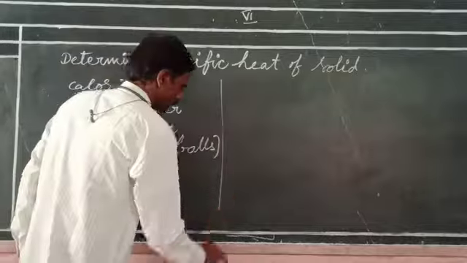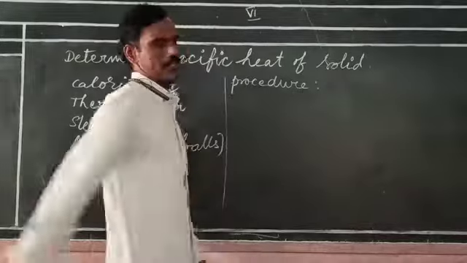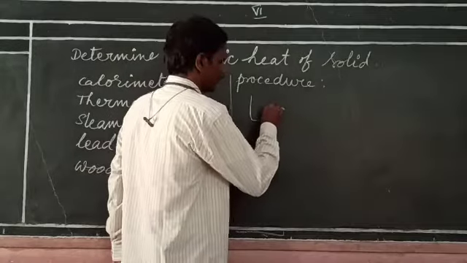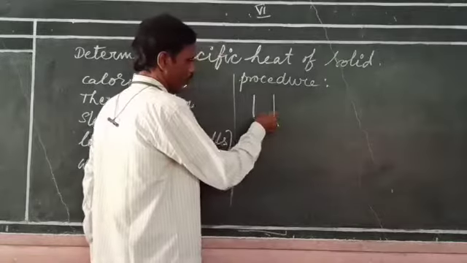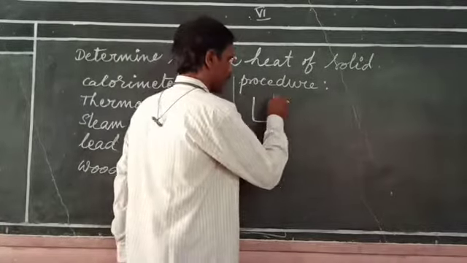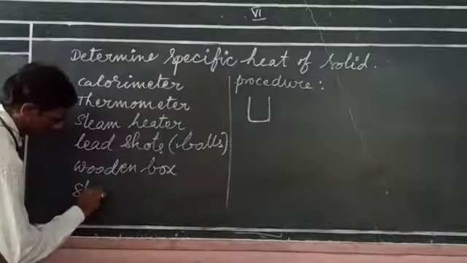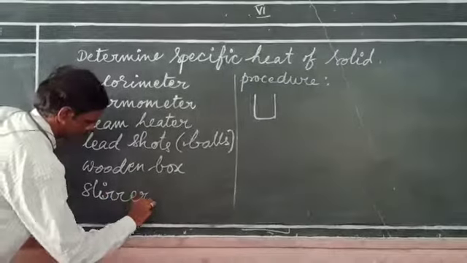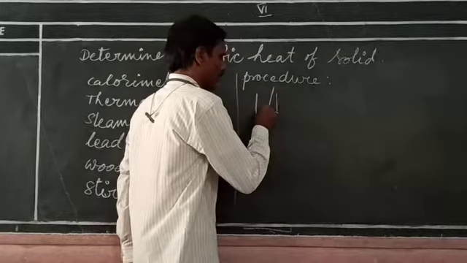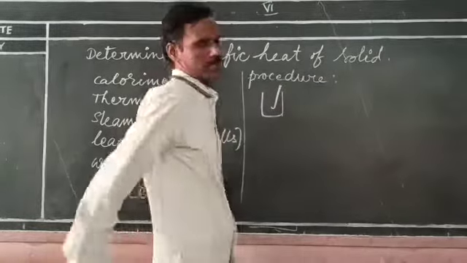Now the procedure. First, take a calorimeter. Calorimeter is nothing but a copper vessel which is generally placed in a wooden box. Take a calorimeter along with a stirrer. Stirrer is nothing but a spoon-like structure which is used to mix the substances in the calorimeter.